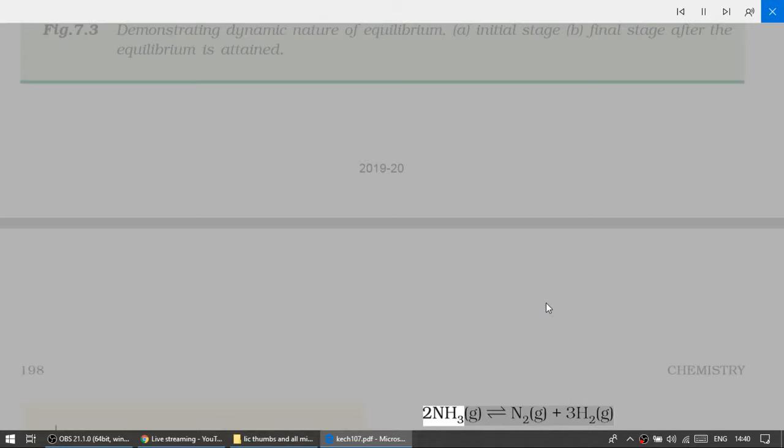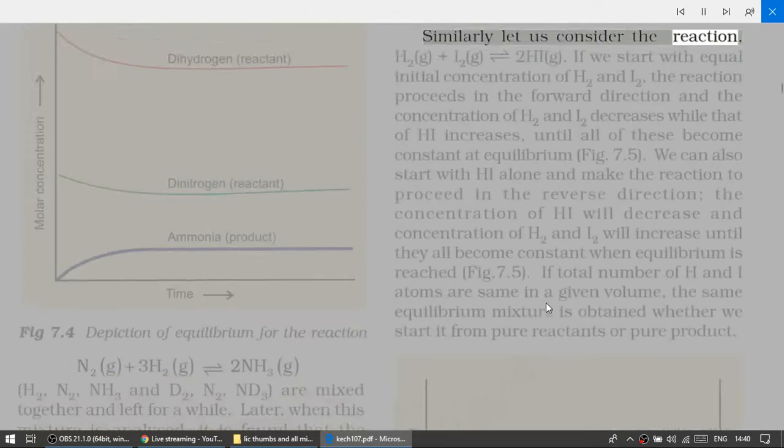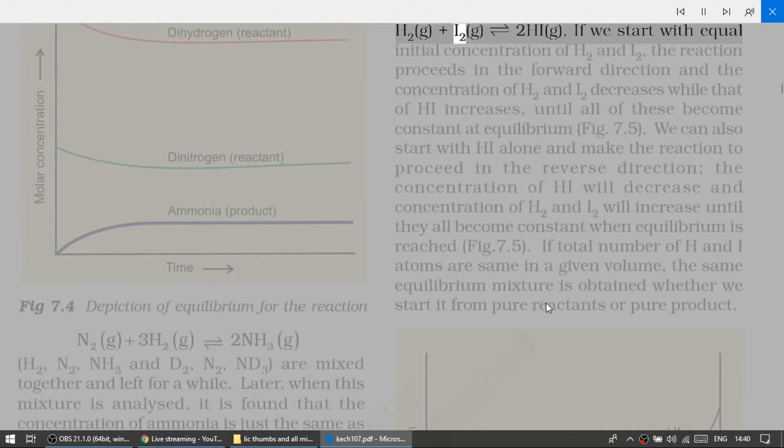2NH3(g) ⇌ N2(g) + 3H2(g). Similarly, let us consider the reaction H2(g) + I2(g) ⇌ 2HI(g). If we start with equal initial concentration of H2 and I2, the reaction proceeds in the forward direction and the concentration of H2 and I2 decreases while that of HI increases, until all of these become constant at equilibrium.